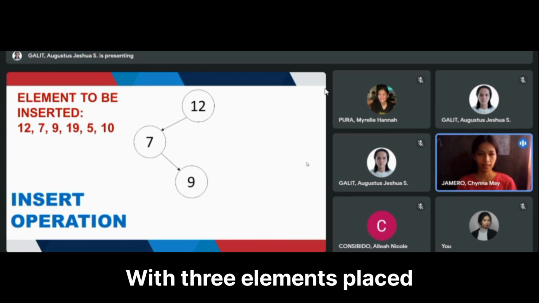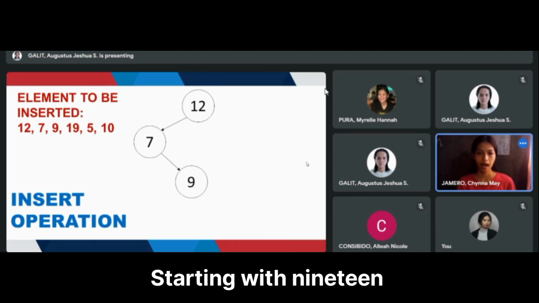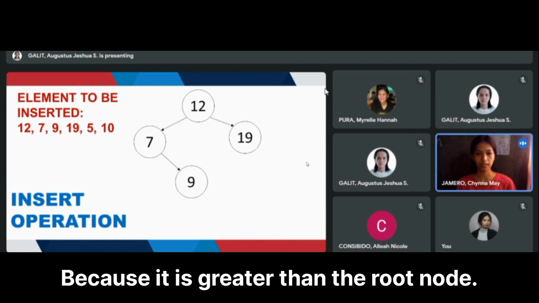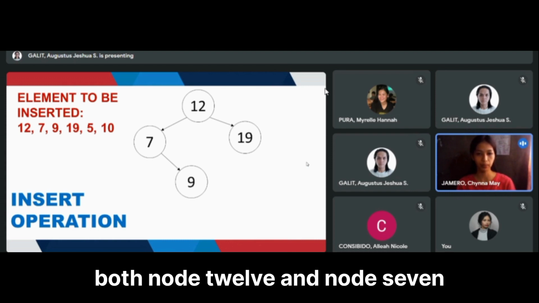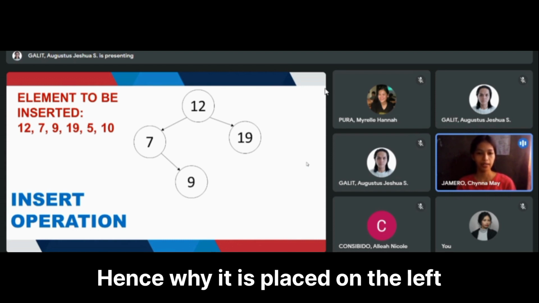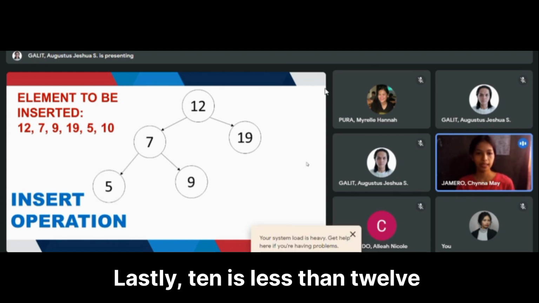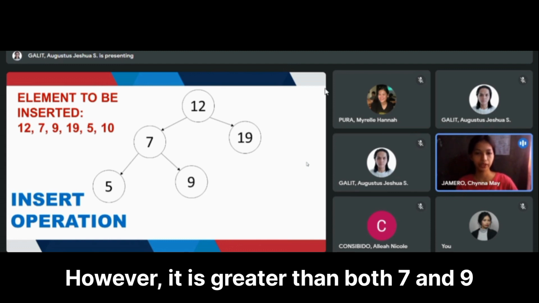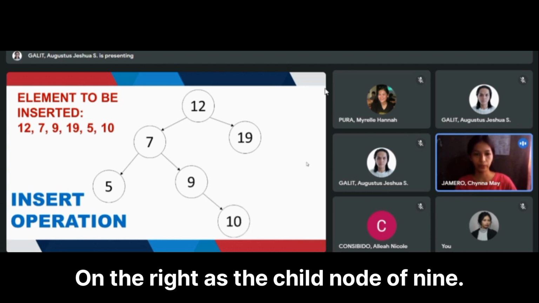With 3 elements placed, we must compare the remaining elements with the root node and identify their place. Starting with 19, it is placed on the right subtree because it is greater than the root node. In the case of element 5, it is smaller than both node 12 and node 7, hence it is placed on the left as a child node of 7. Lastly, 10 is less than 12, which means that it must be placed on the left subtree. However, it is greater than both 7 and 9, which is why it must be placed on the right as the child node of 9.